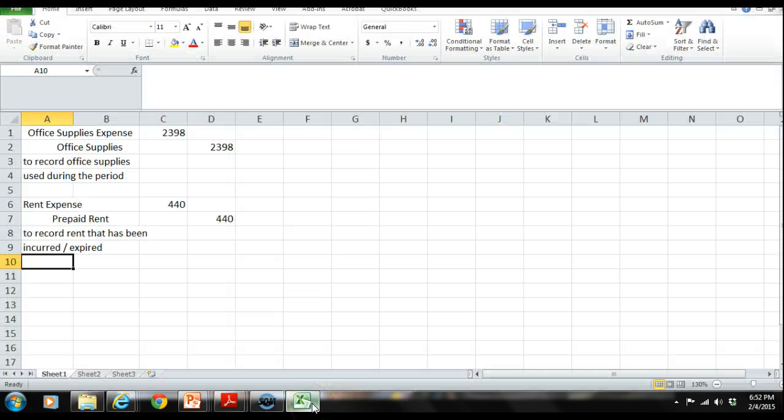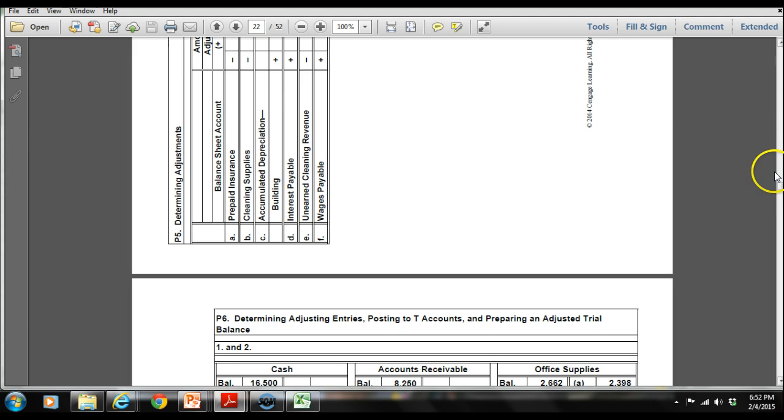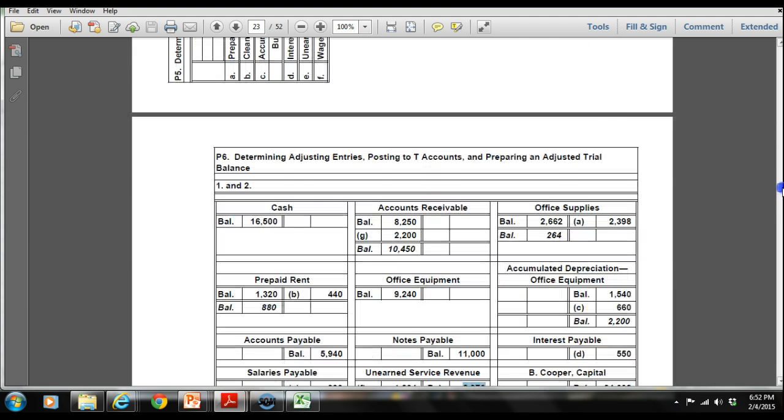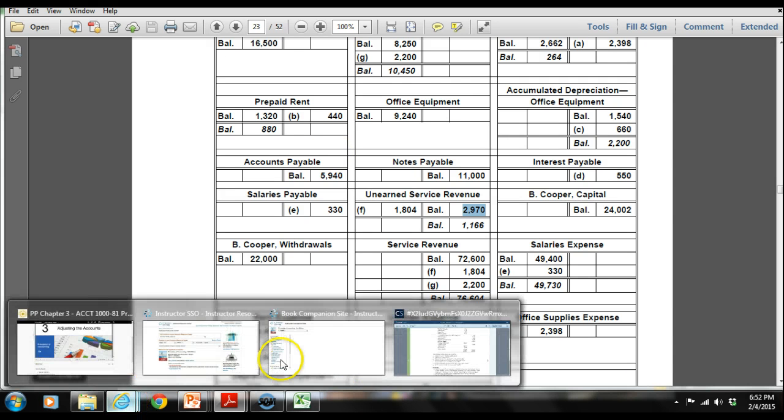Now, if we go back to this, we need to post the next part. It's a credit to prepaid rent of $440. So now let's go up to our asset called prepaid rent. Do you guys see how we started with a balance of $1,320? I want you to go over to the right of that, put in a B, and show a credit of $440. Okay? That's all I want you to do, nothing else.